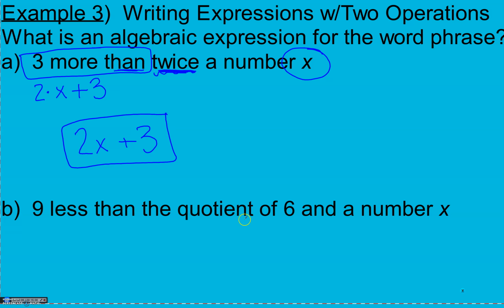9 less than the quotient of 6 and a number x. With these, a lot of times, guys, it's helpful to read through them first. So here we're going to go 9 less than, which we know since it's got that than we're comparing, and we're going to end up subtracting 9. Quotient means division. So we're going to take 6 divided by x, and then we're going to take 9 less than that. 9 less than the quotient. So we have to do our quotient first and then subtract 9. We could also write this as 6 divided by x minus 9 if we wanted.